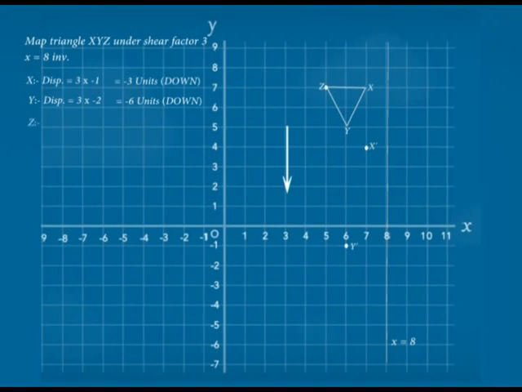Point Z. Perpendicular distance is -3 units. S is 3. So displacement is -3 times 3, giving us -9. So we move 9 units downwards. This is the image.